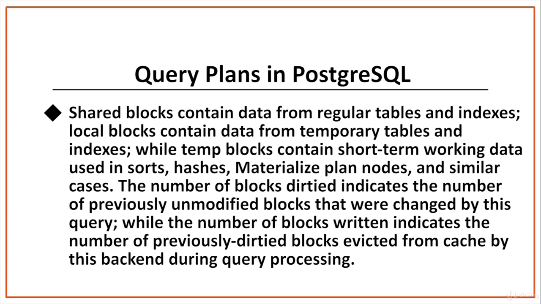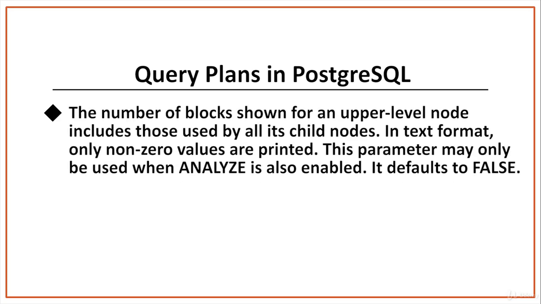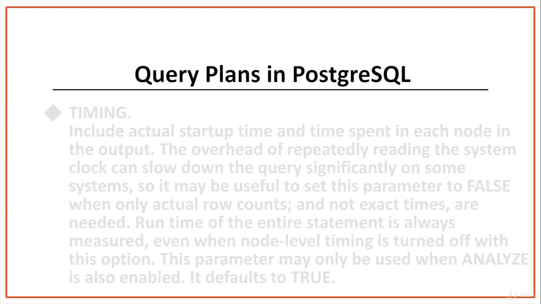The number of blocks dirtied indicates the number of previously unmodified blocks that were changed by this query, while the number of blocks written indicates the number of previously dirtied blocks evicted from cache by this backend during query processing. The number of blocks shown for an upper-level node includes those used by all its child nodes. In text format, only non-zero values are printed. This parameter may only be used when ANALYZE is also enabled. It defaults to false.